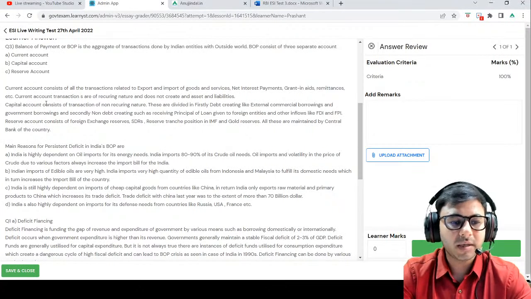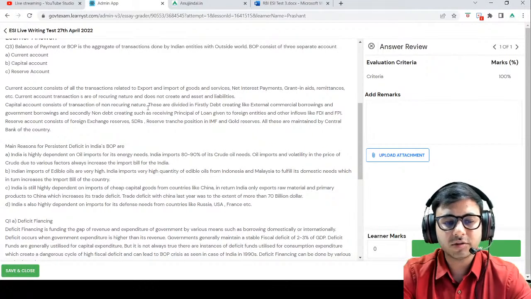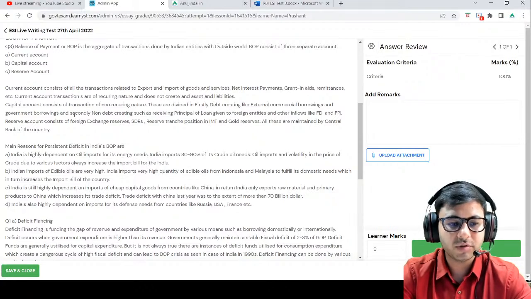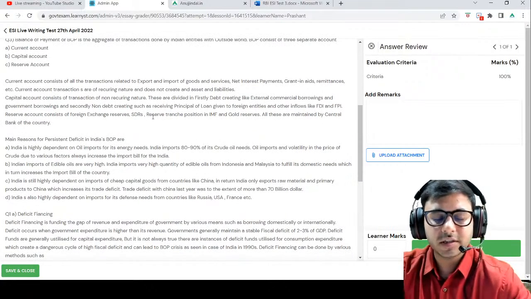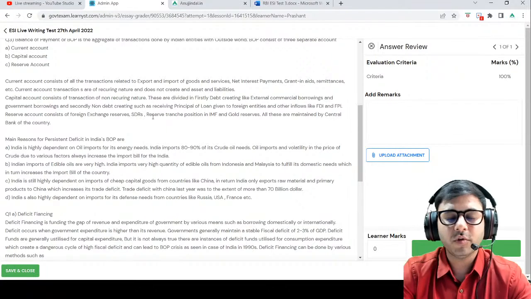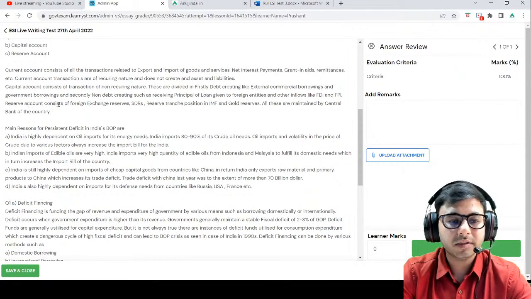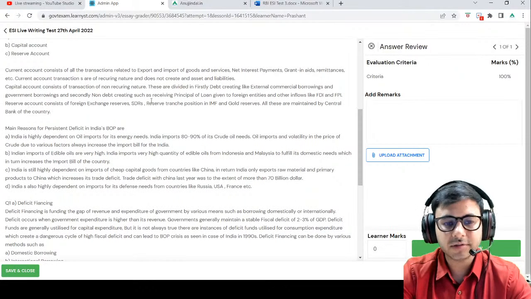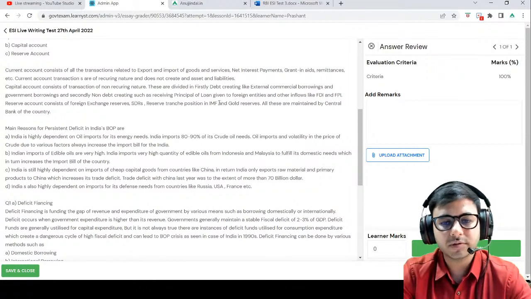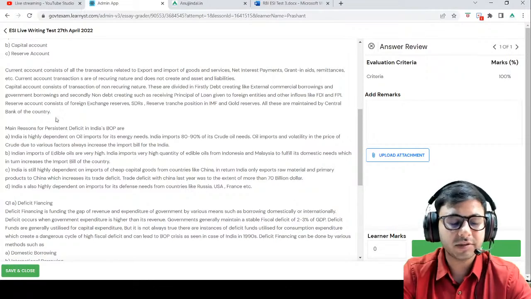Perfect. Capital account transactions consist of transactions of a non-recurring nature. These are divided firstly into debt creating, like external commercial borrowings and government borrowings, and secondly non-debt creating, such as receiving principal of loans given to foreign entities and other inflows like FDI and FPI. Reserve account consists of foreign exchange reserves, SDR, reserve tranche and gold reserves. All these are mainly maintained by the central bank.